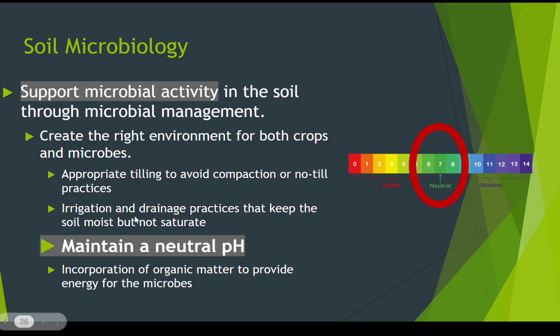Now, make sure that your irrigation and your drainage is properly situated. You need to make sure that the soil is getting enough water, but not too much water, because then it's going to kill them. You also want to maintain a neutral pH. Remember, that 7 is neutral. And we're also going to incorporate organic matter. Remember, those decomposing animals and plants for energy for our microbes.